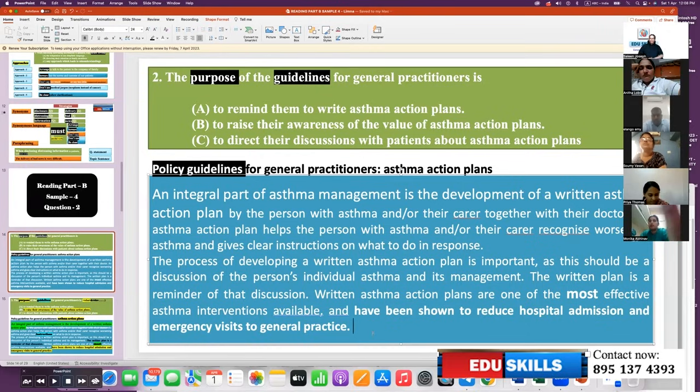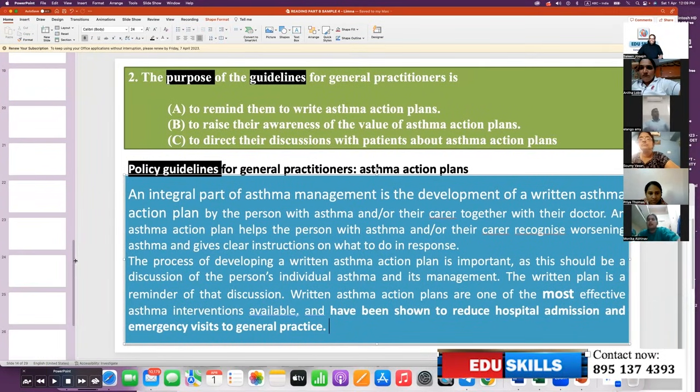Any idea? What is the purpose? To remind them to write asthma action plans, to raise their awareness of the value of asthma action plans, to direct their discussions with patients about asthma action plans. To raise their awareness. Maybe. C option. Whichever option you choose, you have to give me justification. Tell me why it is.